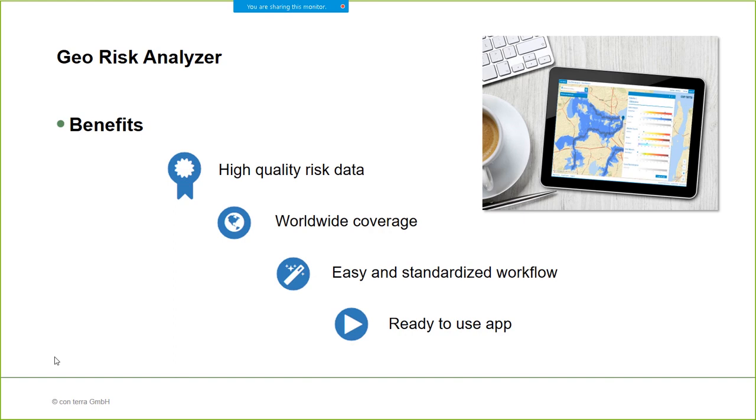The third point is that we have seen the easy and standardized workflow, so it's very straightforward and guided. So we want to have for non-mapping specialists a workflow to use it. And finally, it's a ready-to-use app. So we can directly use it as software as a service, this web application, without installing anything. So with these 4 main ingredients, we can make proactive geo-risk management for our locations.